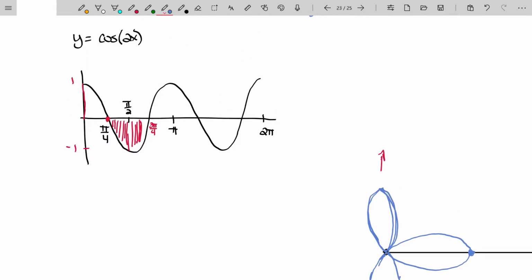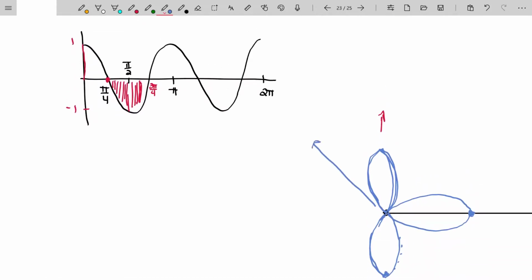And now that I'm facing 3 pi over 4, I start throwing rocks in front of me until I face pi, when they are 1 unit in front of me at that point. So I start turning and they kind of bow out and do this type of thing. But again, because it's symmetric about the polar axis, it's got that. And I'm completely done with my graph.